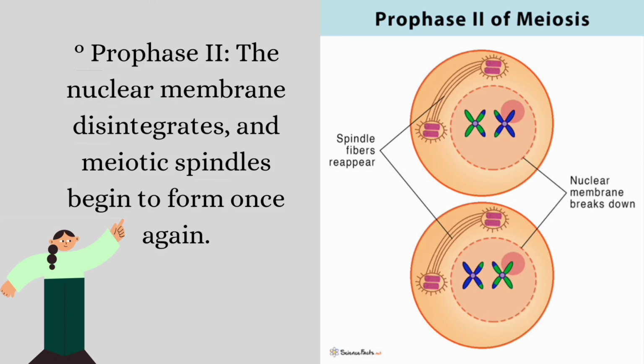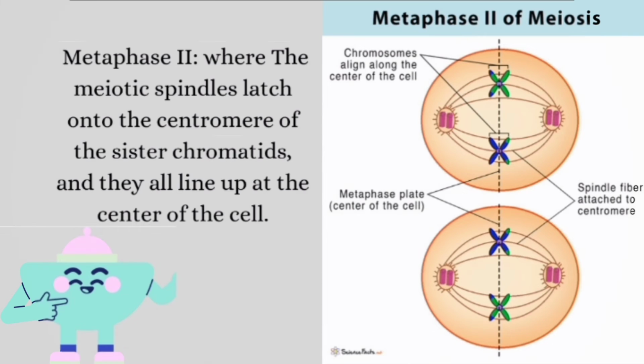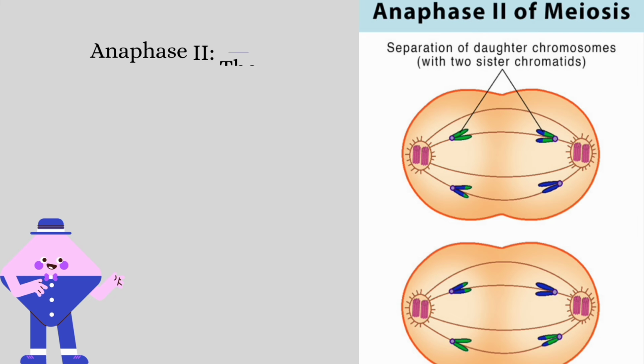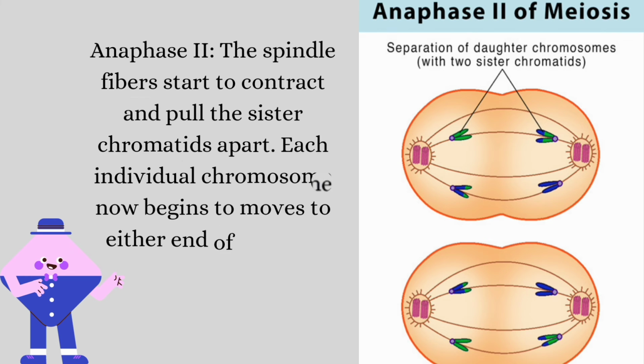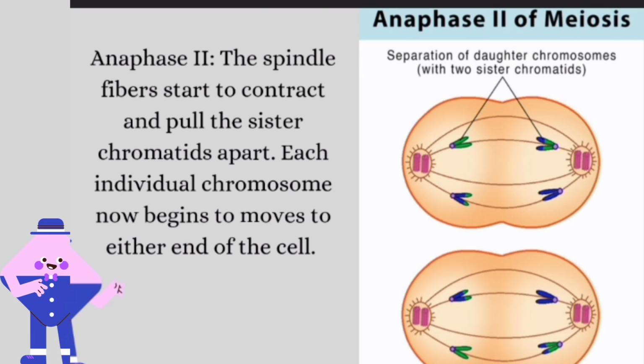It is followed by metaphase II, where the meiotic spindles latch onto the centromeres of the sister chromatids, and they all line up at the center of the cell. Next is anaphase II. The spindle fibers start to contract and pull the sister chromatids apart. Each individual chromosome now begins to move to either end of the cell.